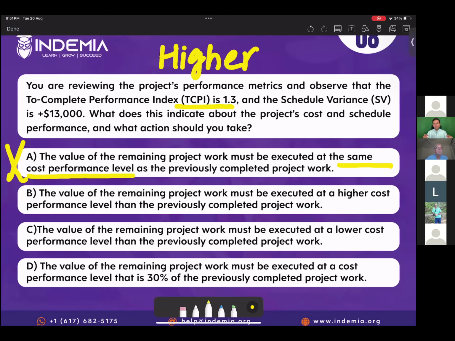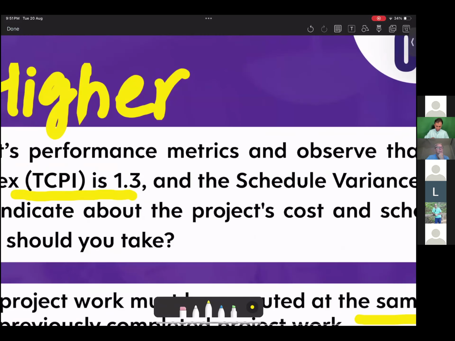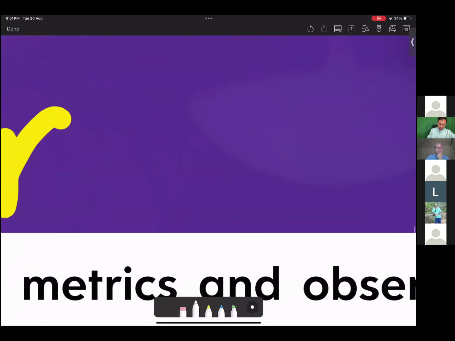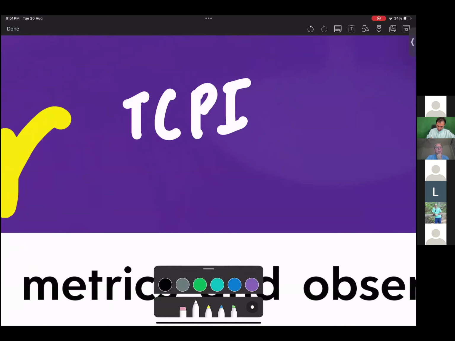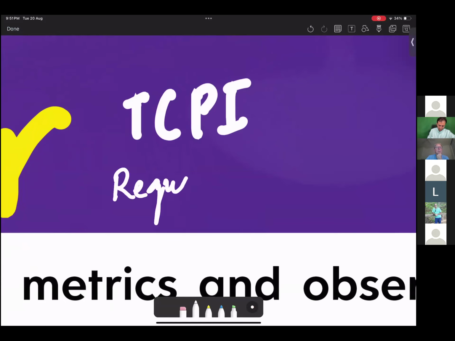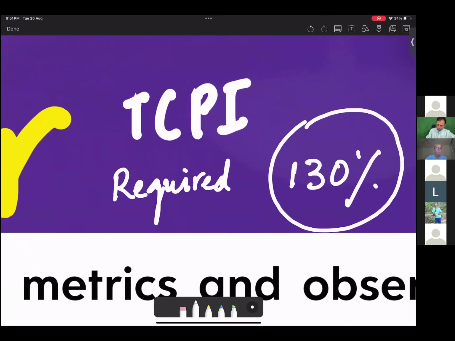So TCPI is required efficiency. Please pay attention. Due to shortage of time, I'm not going into detail. So TCPI, to complete performance index, this is required efficiency, right? In this case, required efficiency is 130%. Means if you complete your project with 130% of the cost performance, you're good.